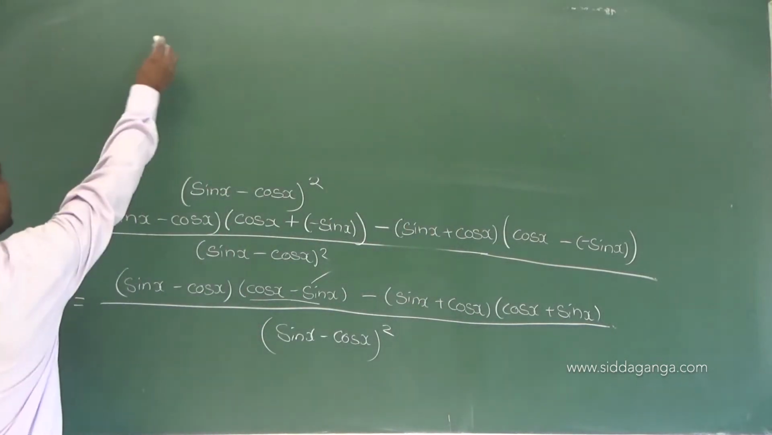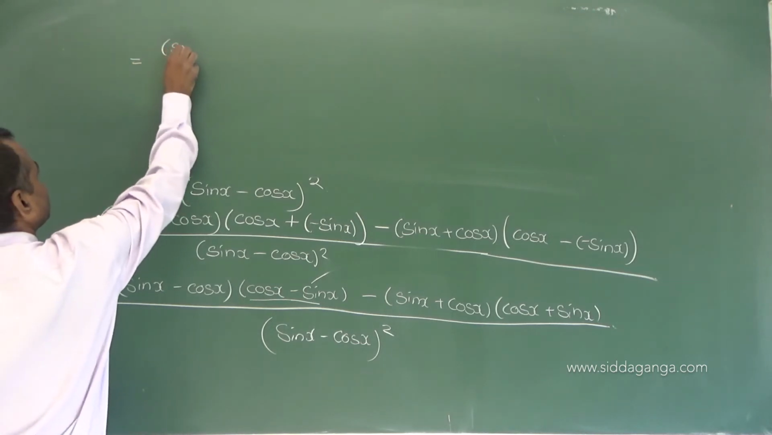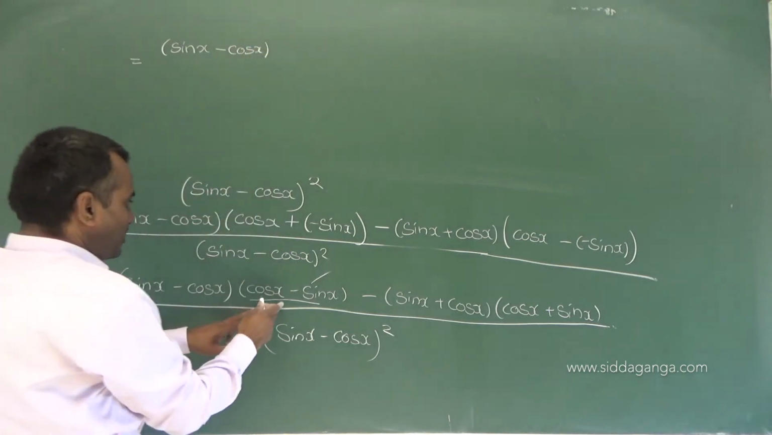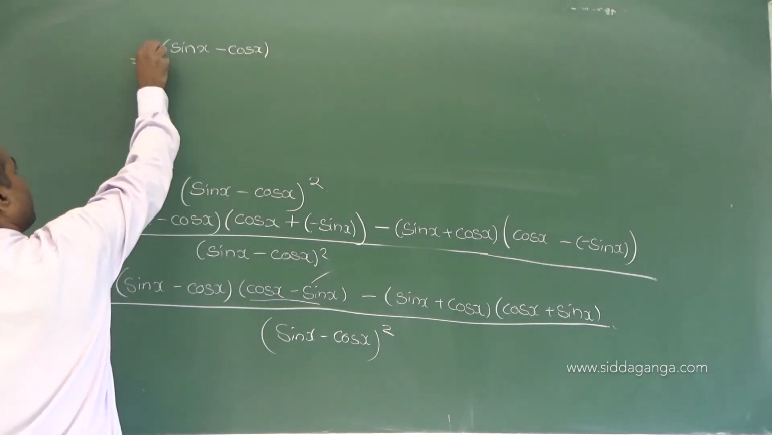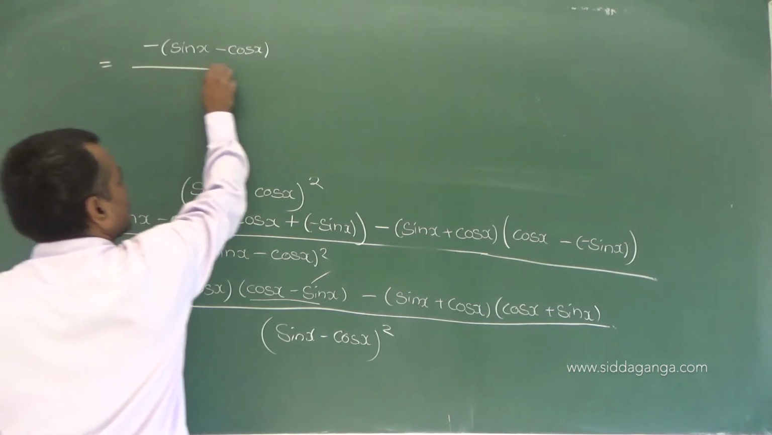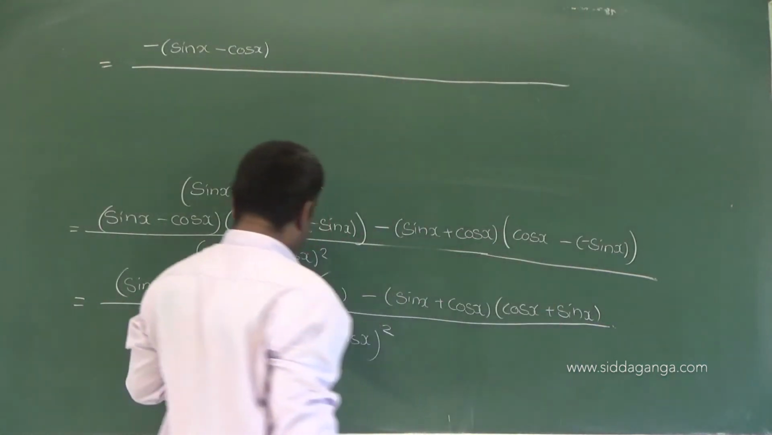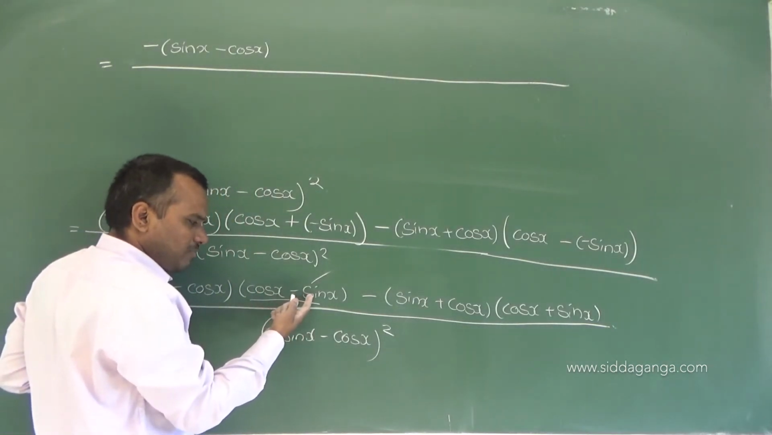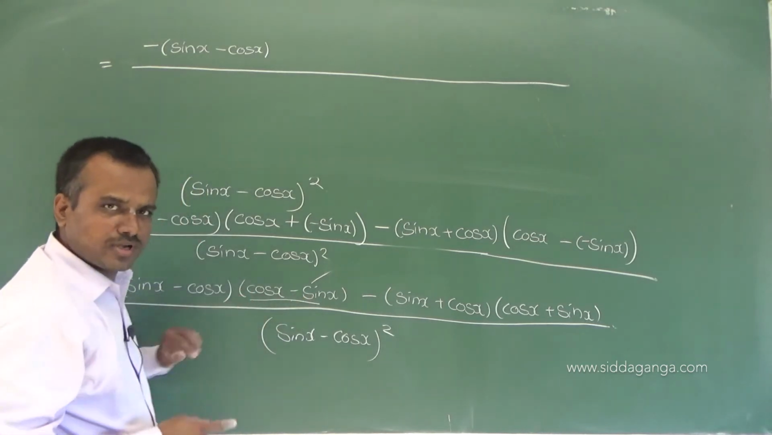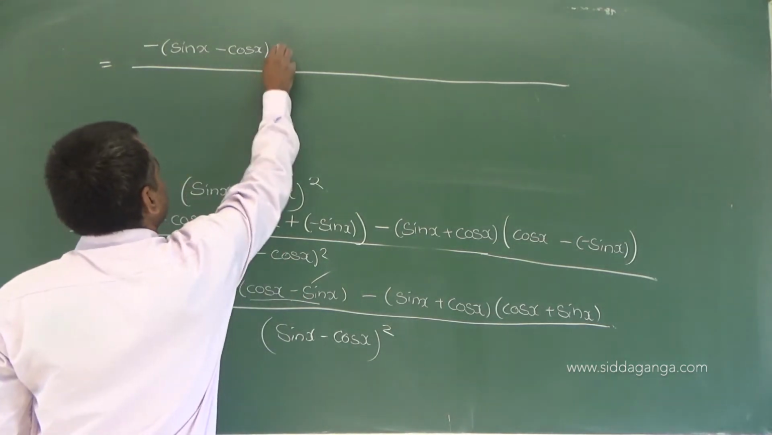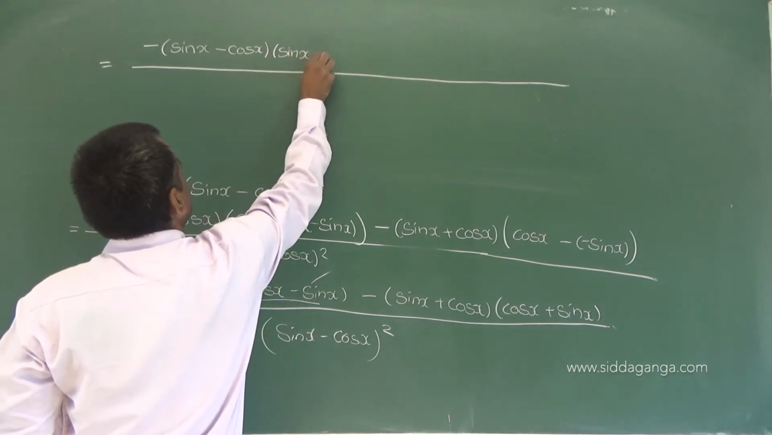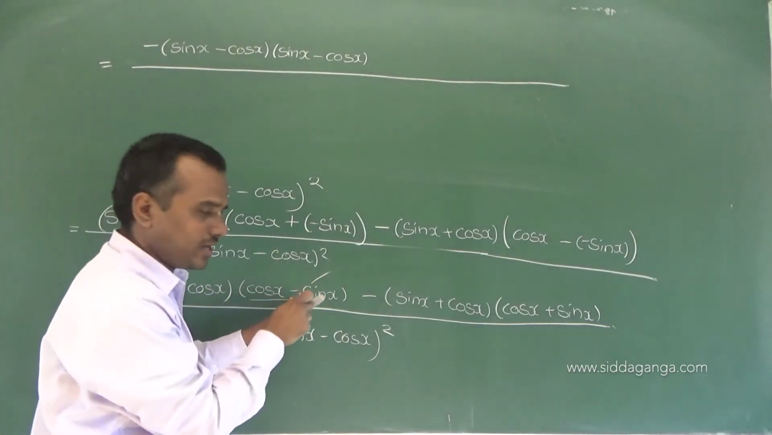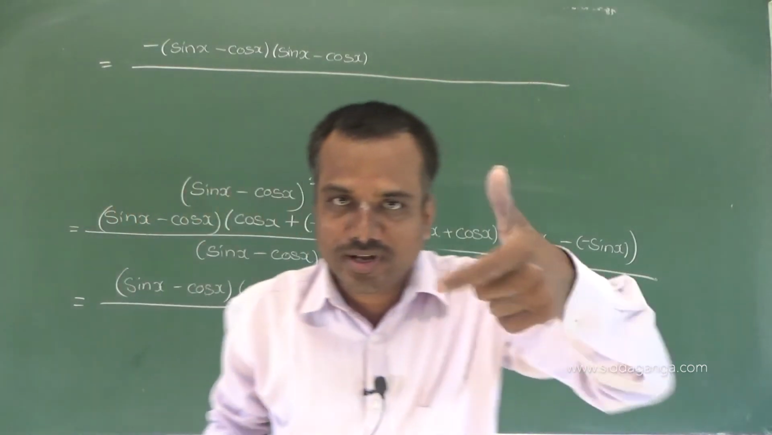In these two terms, I take minus common. If I take minus common, I write outside. Observe here. If I take minus common, minus sin x becomes plus sin x, plus cos x becomes minus sin x. Sorry, minus cos x. Sin x minus cos x. Minus sin x becomes plus sin x, plus cos x becomes minus cos x.